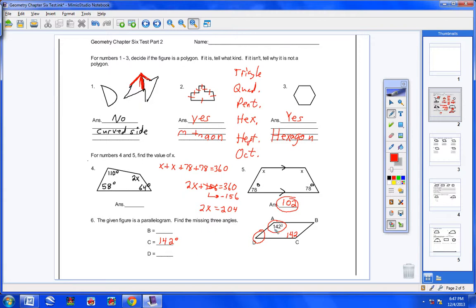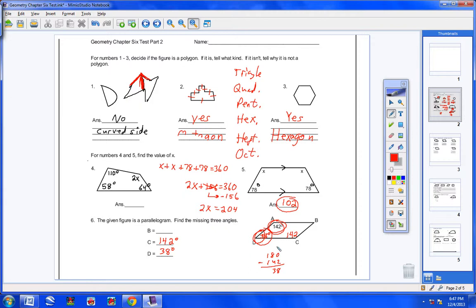So if this is 142, I'm going to take 180 and subtract out 142, and I'm going to get 38 degrees. So I know this angle right here has to be 38 degrees. Angle D, 38. How do I know that? Because if I add 38 plus 142, I'll get 180.